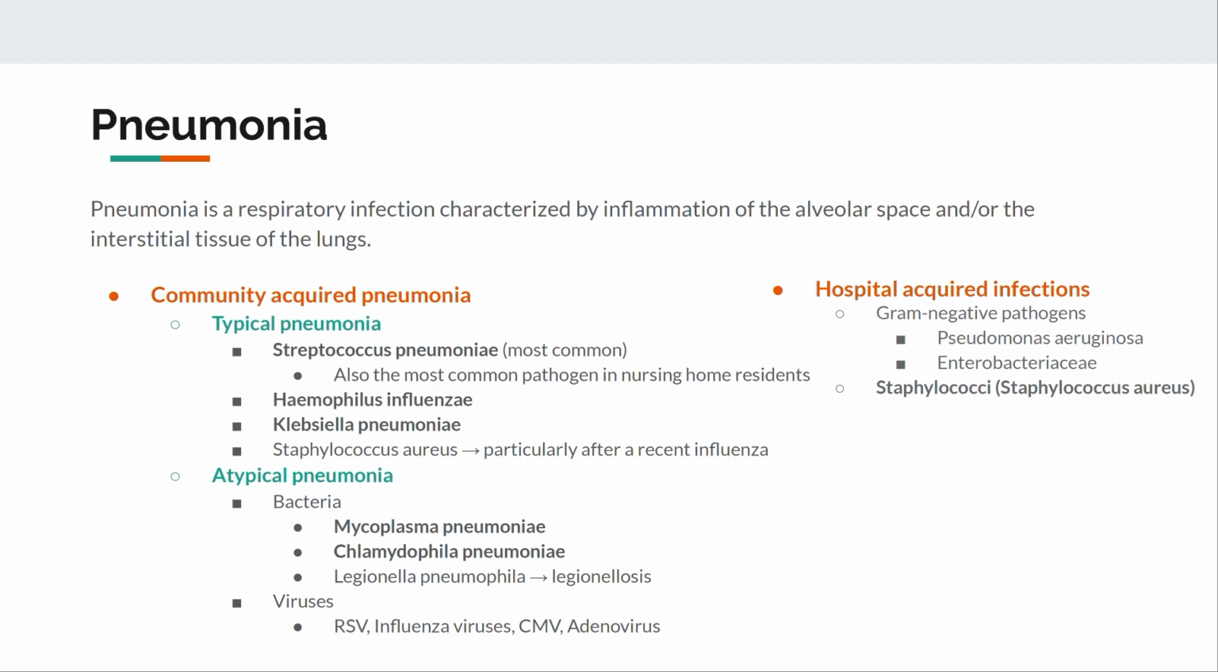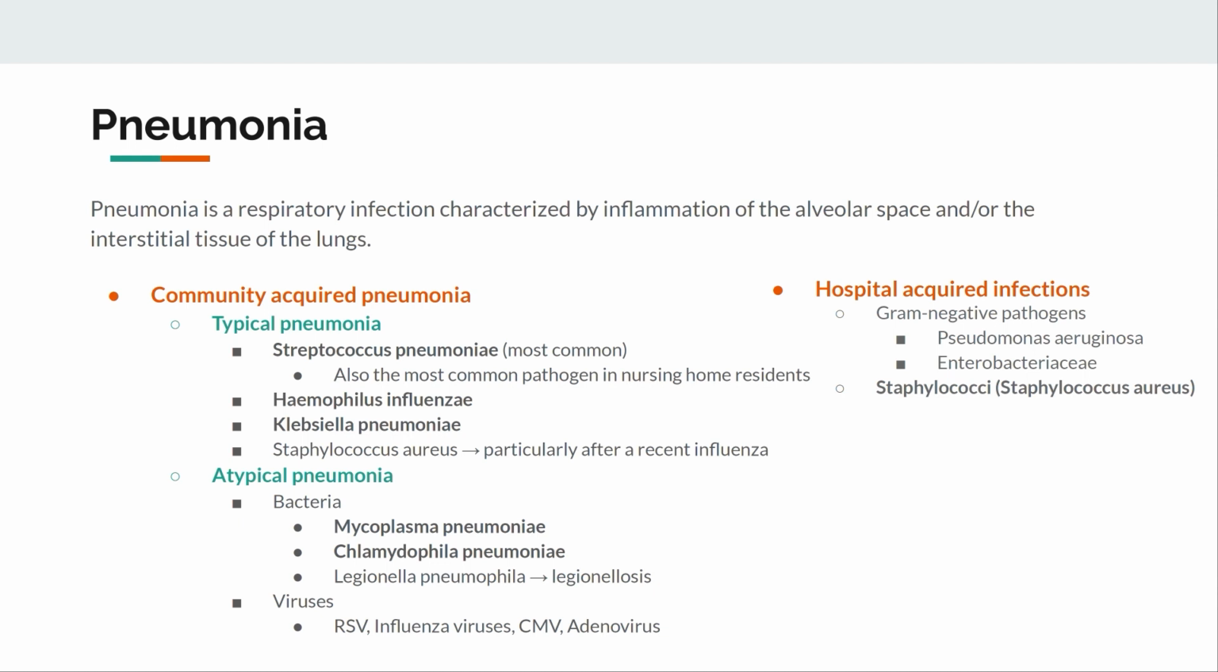Okay, so pneumonia is when we have inflammation of the alveolar spaces or the interstitial tissue of the lungs due to an infection. And I've just listed some common bacteria or viruses responsible here. It's good to know that you have both community acquired and your hospital acquired. And for your community acquired, it's not just the Streptococcus pneumoniae. It's good to know still about the Klebsiella, the Haemophilus influenzae.